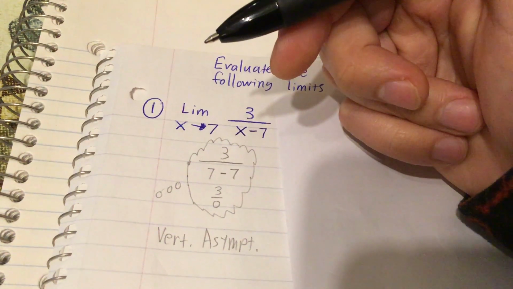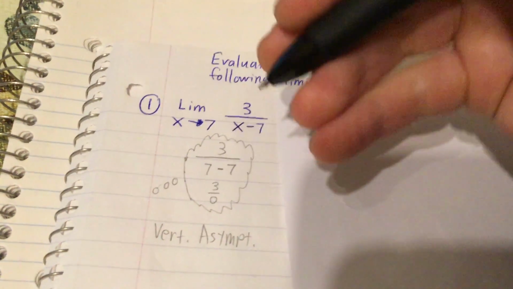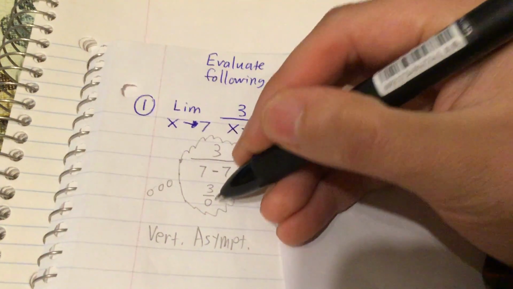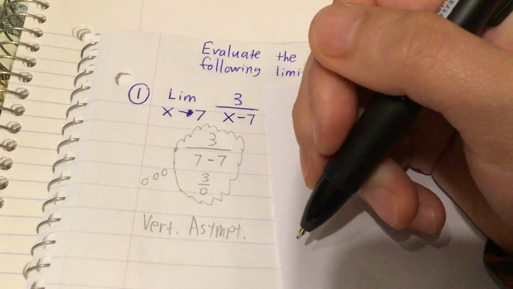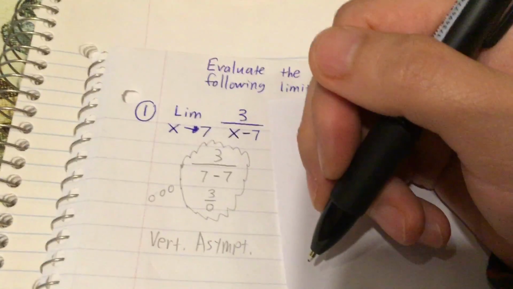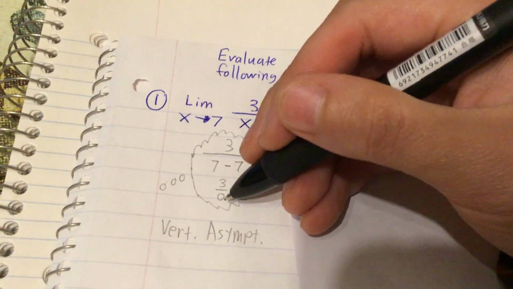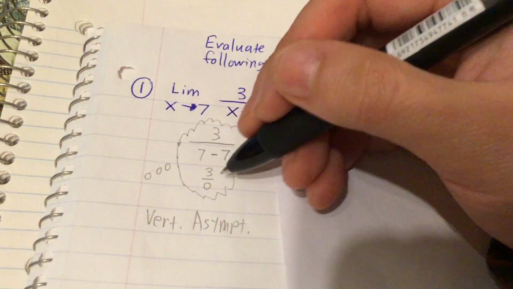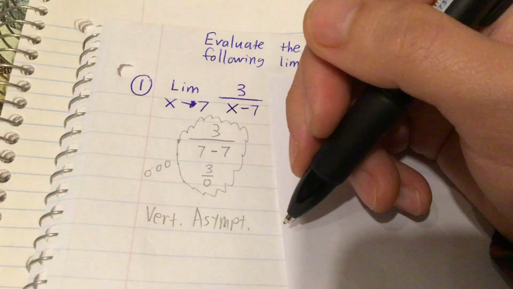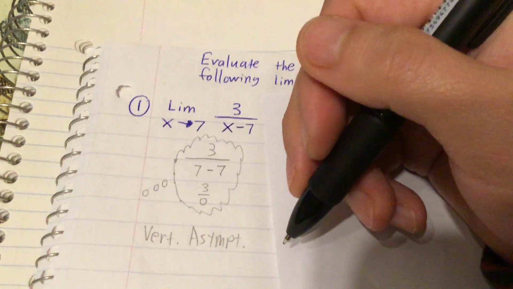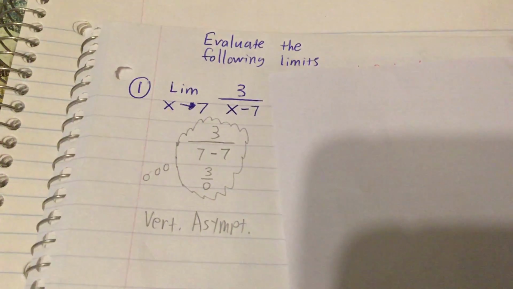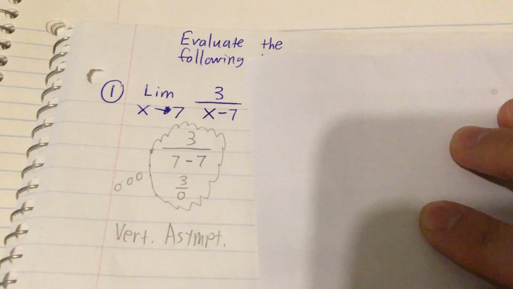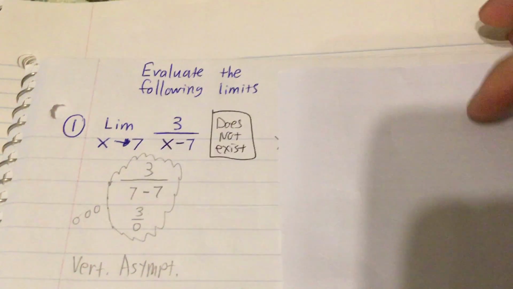3 divided by 0 is undefined. You plug it into the calculator. 0 times what is 3? It's mathematically impossible. 0 times anything would be 0. Therefore, 0 times something equals 3 is a multiplication problem that's impossible to solve. So it creates a vertical asymptote. Now, I spoiled it earlier, but the limit here does not exist.